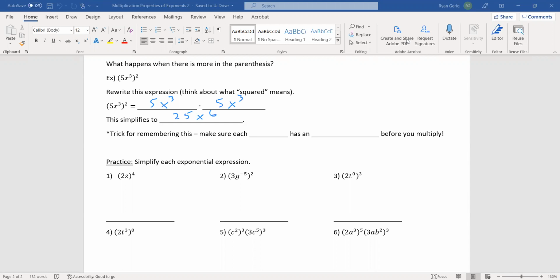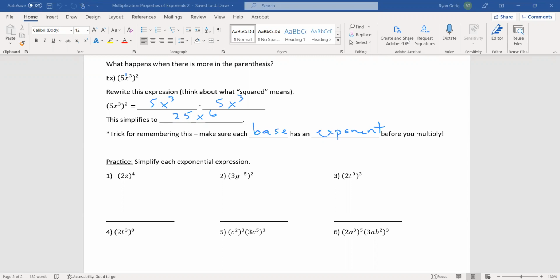There is a little trick for remembering this. Make sure that each base has an exponent before you begin. What do I mean by that? Back up to this problem. 5 is a separate base than x. 5 has an exponent. It's not written, but if I wanted to put an exponent there, I'd put a 1, right? So that's like 5 to the first times x to the third.